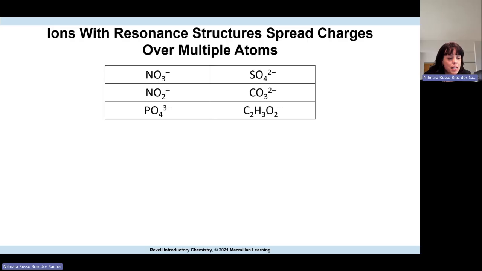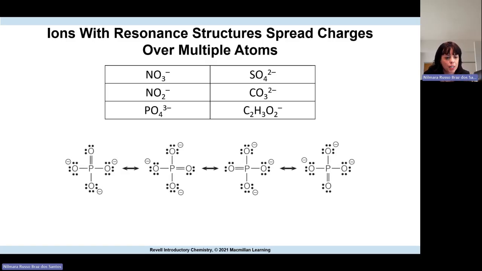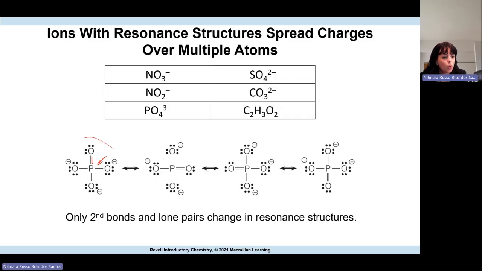Ions with resonance structures: we have nitrate, NO2, PO4, SO4. They have a bunch of structures that can move around, so we have resonance. See, you have the same elements attached to the phosphorus and the 4 equal elements, but the double bond can move around. Okay? You could represent it another way with the trace lines. Okay, only the double bonds and lone pairs change in resonance structures. Okay?